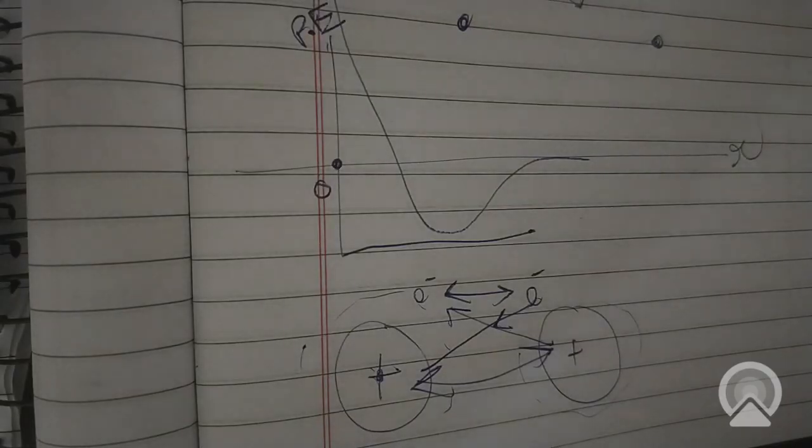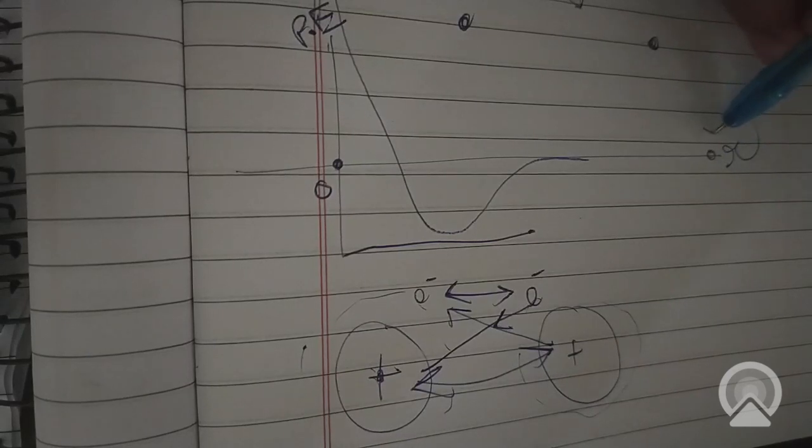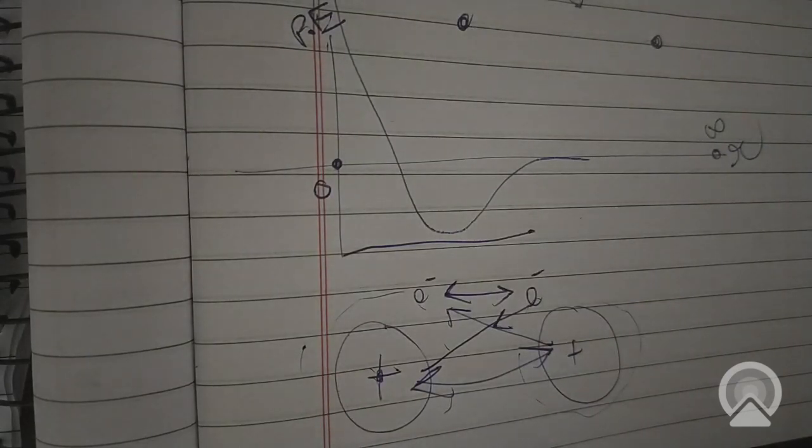So let's take distance to be infinity. At this point, our distance is infinity. That means the space between the two molecules is infinite. So there will be zero attraction between them because it's so far away that they cannot attract or repel each other using their plus and minus charges, right?